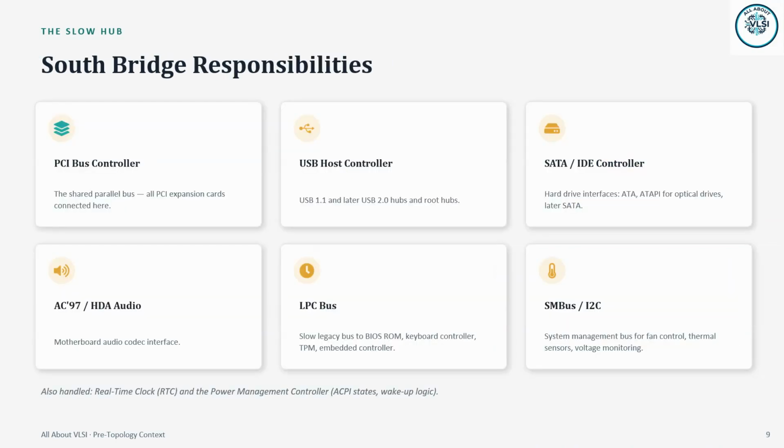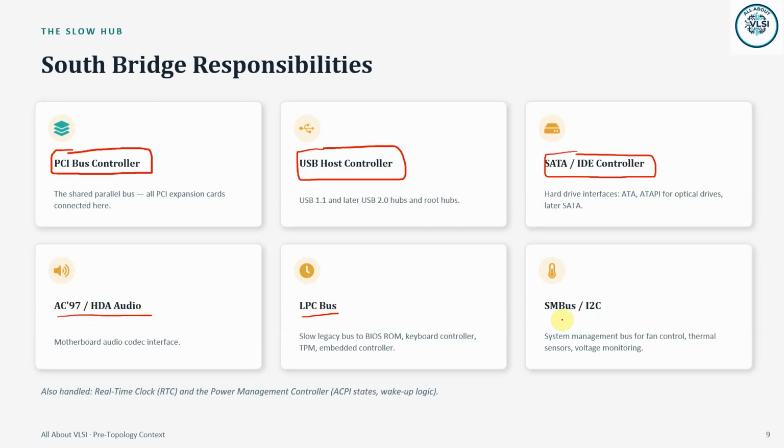And over here the responsibilities of my South Bridge are: it acts as a PCI bus controller, it also acts as a USB host controller, and it also acts as a SATA or IDE controller, as well as handling HDA audio, the LPC bus and the SMBus. So all the peripherals are connected to my South Bridge, right?